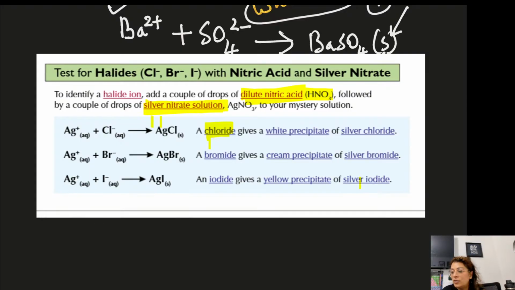What is the color of precipitate if the chloride is present? Why are people staring at the screen if you can type? Why? You have exam tomorrow. Okay, what is the color of precipitate if bromide ion is present?